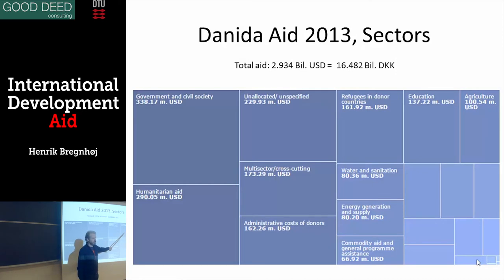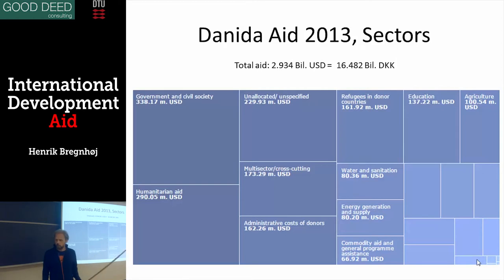Education. Now we come to the sectors that are a little bit more measurable for us. Education, $137 million. Agriculture, $100 million. Here, water and sanitation, $80 million. Energy, also $80 million. Community aid, somehow. So it is sometimes, somehow, in the good end, water supply and sanitation.